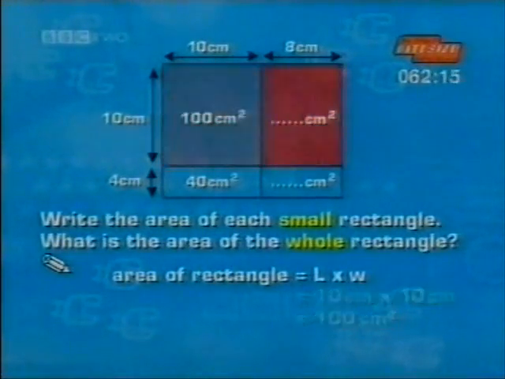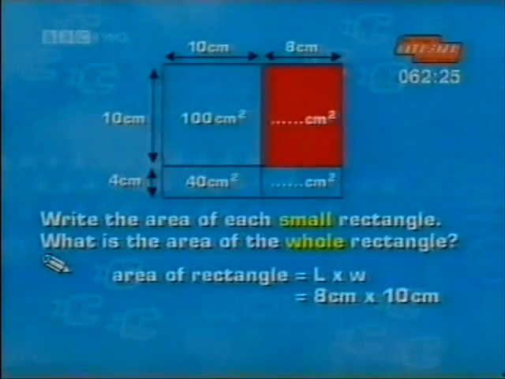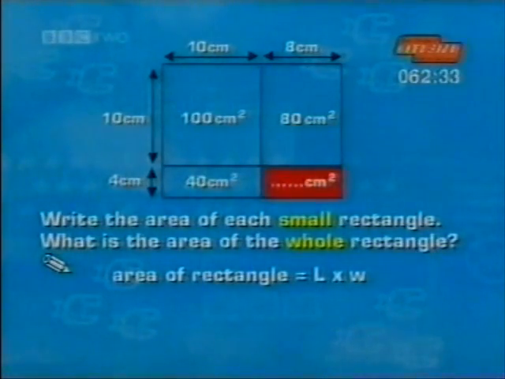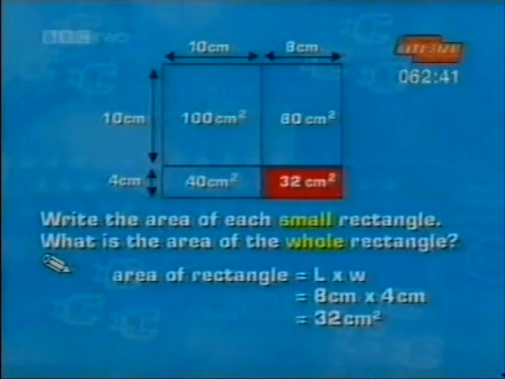Now look at the rectangle next to that square. That has a length of 8 centimeters and a width of 10 centimeters. So its area is 8 multiplied by 10, so that's 80 square centimeters. Finally, the rectangle below that has a length of 8 and a width of 4. So its area is 8 multiplied by 4, which is 32 square centimeters.